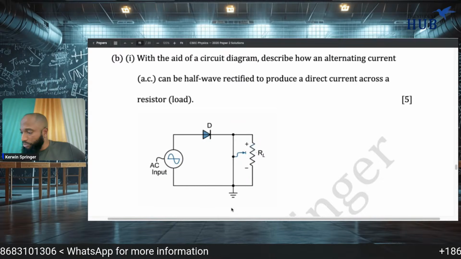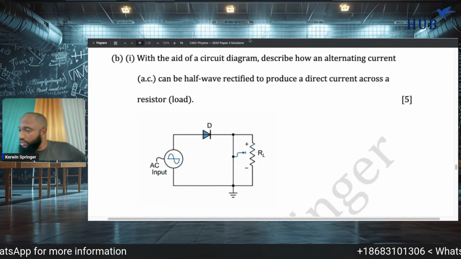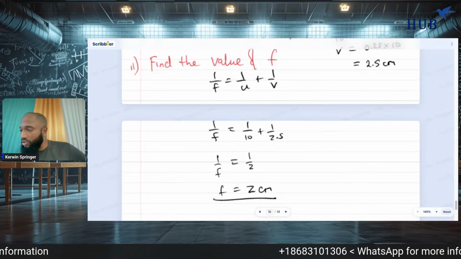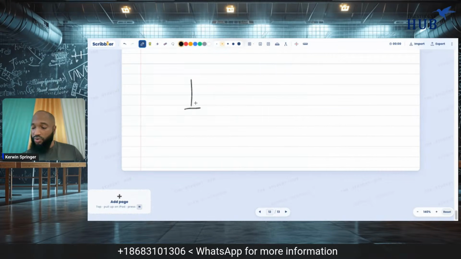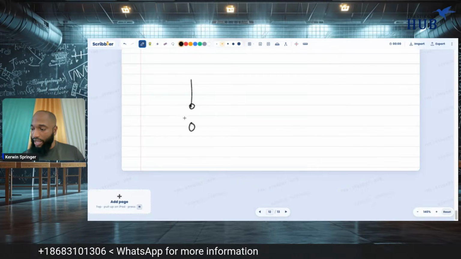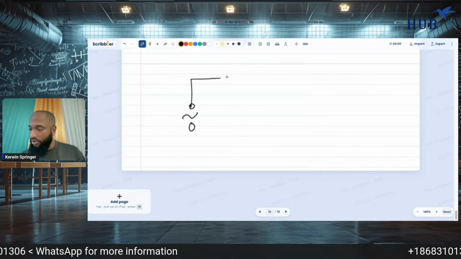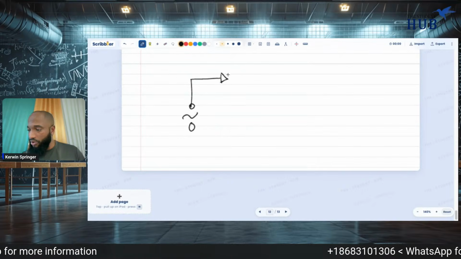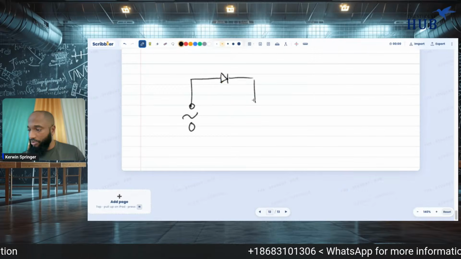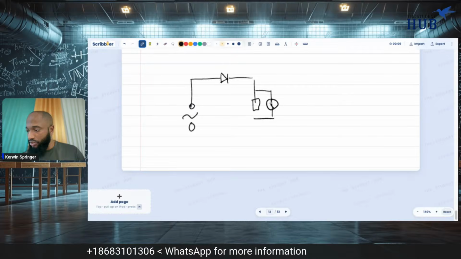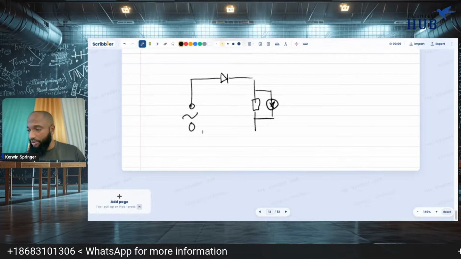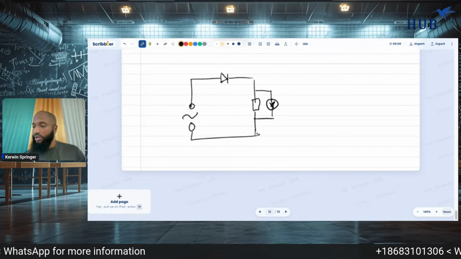You don't need to put in the ground or anything like that. So this diagram is a little too complicated for CXC. So you need to put in the AC supply. You would need to put in your diode, and you need to put in your load, and you can put some kind of voltmeter or something to just measure what's happening there. Everybody understand?